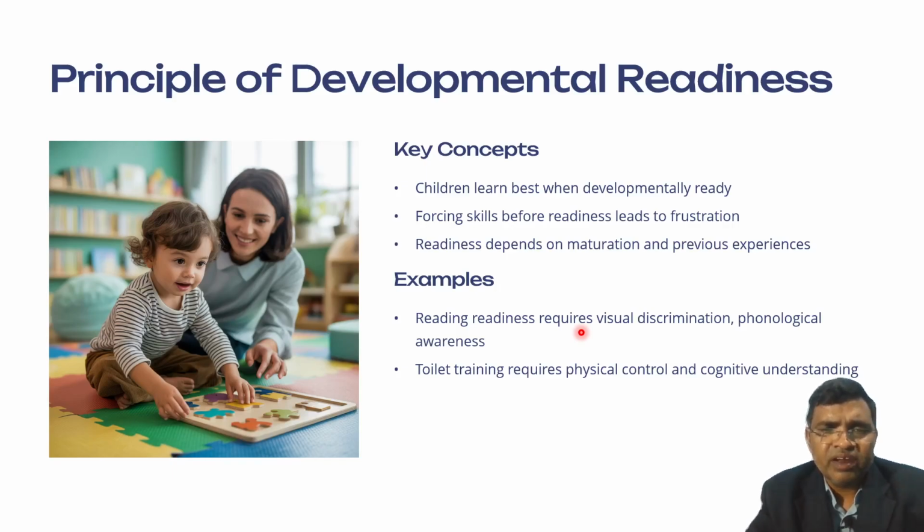For example, reading readiness requires visual discrimination and phonological awareness. So they are able to have proper cognitive development, and they are also able to speak properly and see properly, so that they can read properly. For example, toilet training requires physical control and cognitive understanding. So it needs some 2-3 years to learn. So principles of developmental readiness are essential.